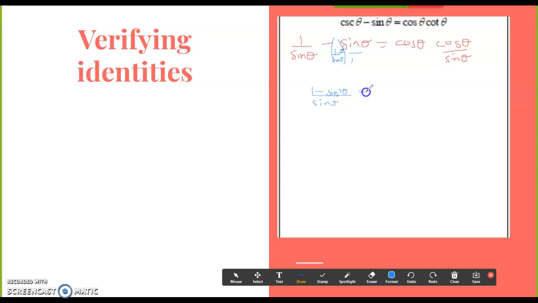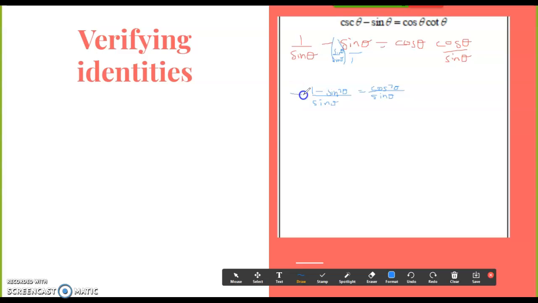All right. And that's going to be equal to the right. Look at this. Cosine of theta times cosine of theta. That's just cosine squared theta over the sine of theta. All right, guys, looking at this, 1 minus sine squared theta over the sine of theta is equal to cosine squared theta over sine of theta.